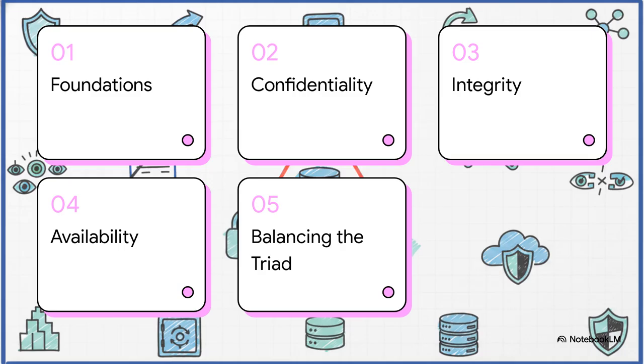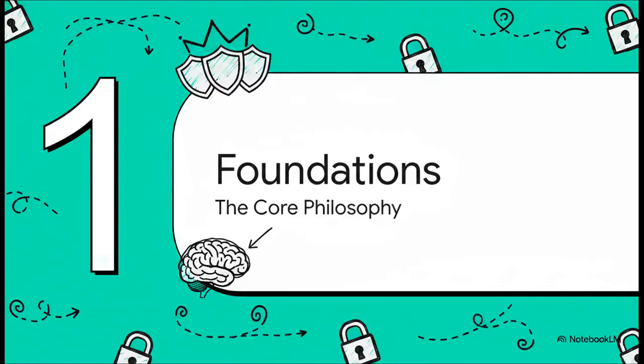Here's our roadmap for today's Explainer. We'll start with the foundations of information security, then unpack the triad itself. C is for confidentiality, I is for integrity, A is for availability, and finally, we'll wrap up with balancing the CIA triad.